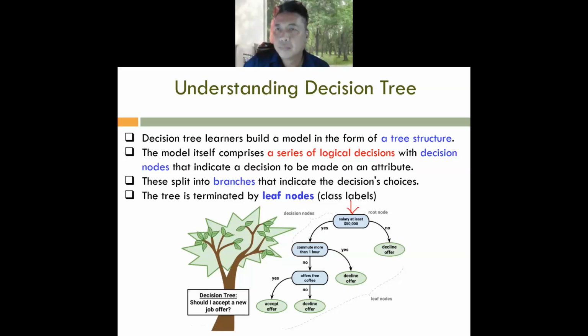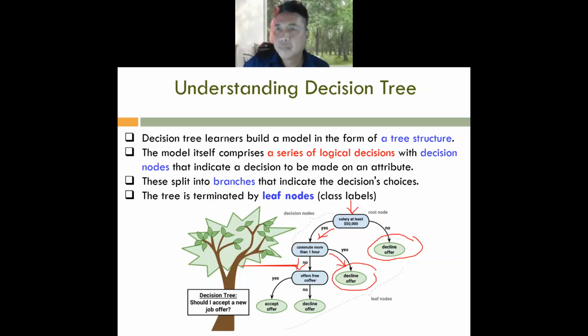So if the salary is at least 50,000, if yes, then we go here. If no, meaning that we decline the job offer. Okay, and if the travel time or the commute time is more than 1 hour, if yes, meaning that you need to travel longer time, then you have to decline the offer. If the commute is less than 1 hour, you go here.